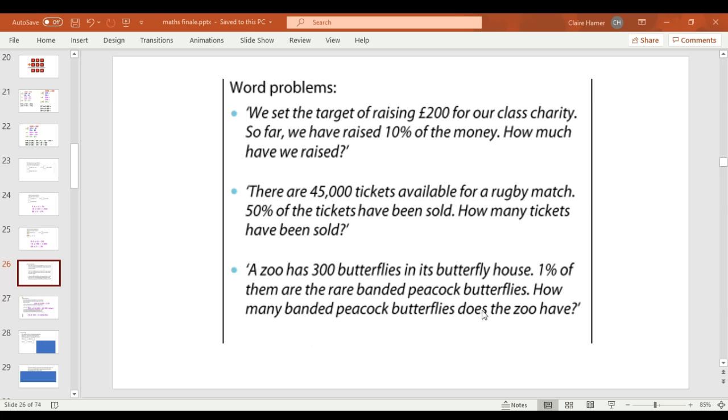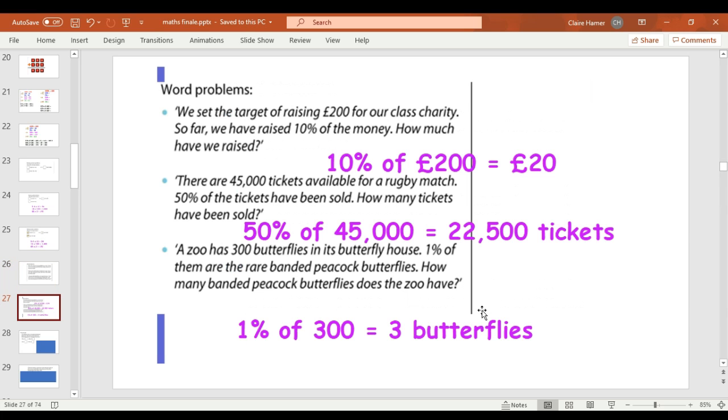Right, I'm now going to go through the answers. So for 10% I divide by 10, so I've got £20. For 50% I'm halving, so I've got 22,500 tickets. And for 1% I divide by 100, so I've got 3 butterflies.